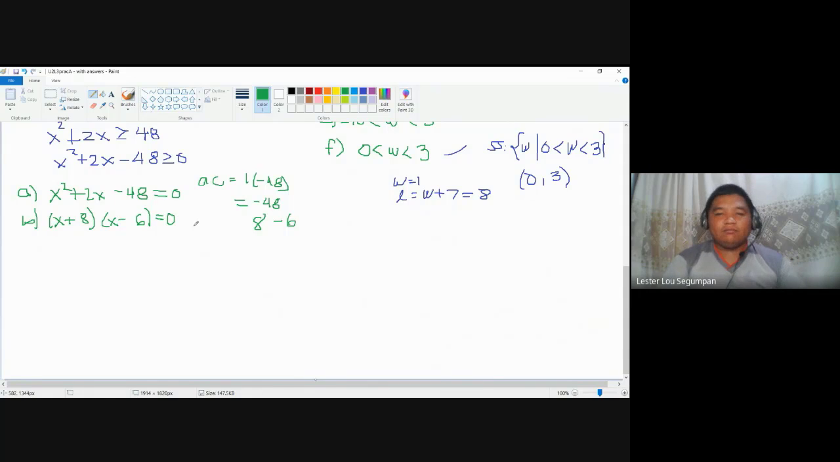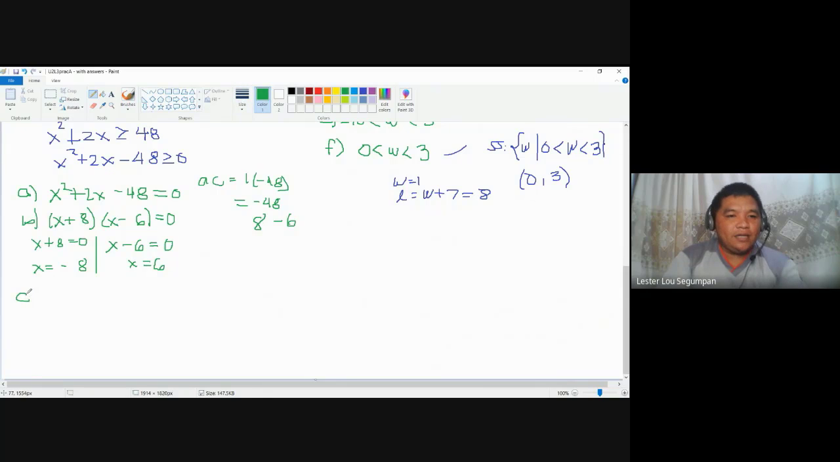You might want to check that using the FOIL method. x times x is x squared. x times negative 6 is negative 6x. 8 times x is 8x. So you have negative 6x and 8x. Combine them, you will have positive 2x. Finally, 8 times negative 6 is negative 48. And then solve for the roots. Equate both factors to 0. x plus 8 equals 0, so x is negative 8. And x minus 6 is equal to 0, so x must be positive 6.